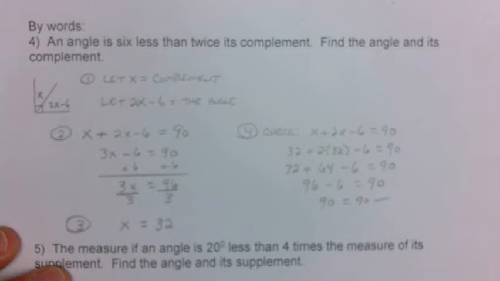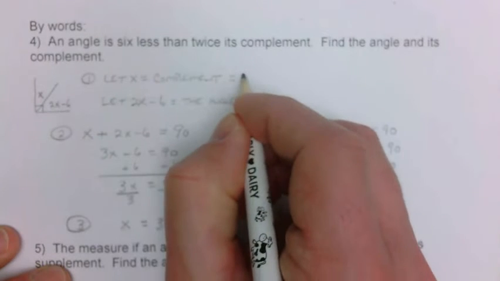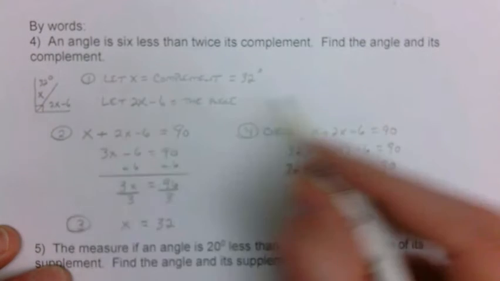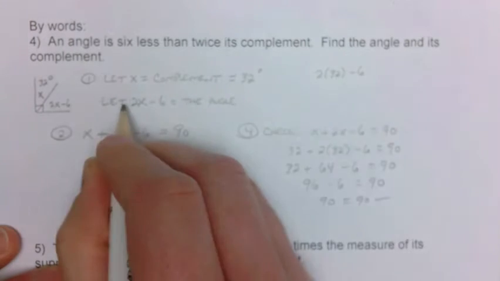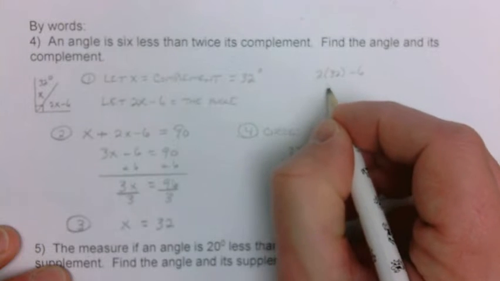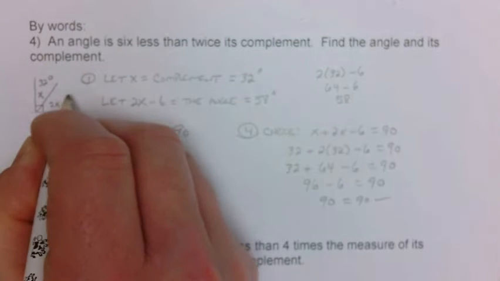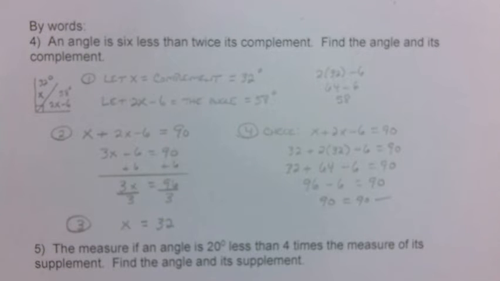Now I need to give the values of the angles. Back up here, x was the complement and x equals 32. So the complement must be a 32-degree angle. To get the measure of the angle itself, I'm just going to substitute in 32. 2 times 32 minus 6, since it was 2x minus 6. 2 times 32 is 64. Minus 6 equals 58. So the angle itself must have been 58 degrees. And again, you can do a quick check. 32 plus 58 does add up to 90. So we know that we have done our algebra correctly. The original angle was 58 degrees, and the complement was 32 degrees.